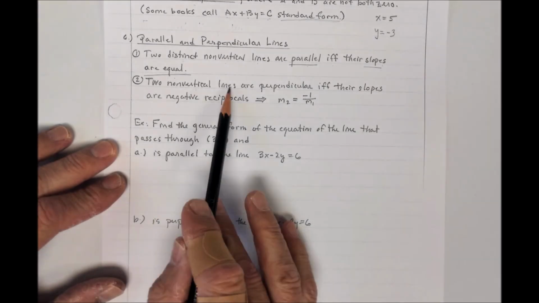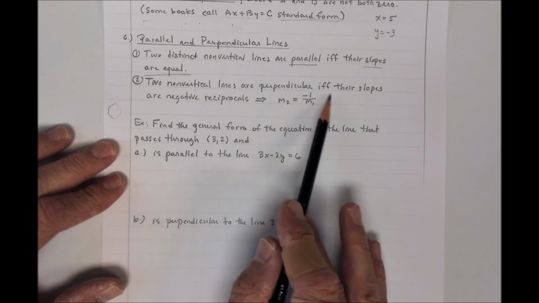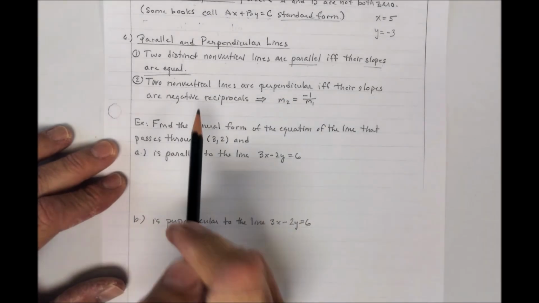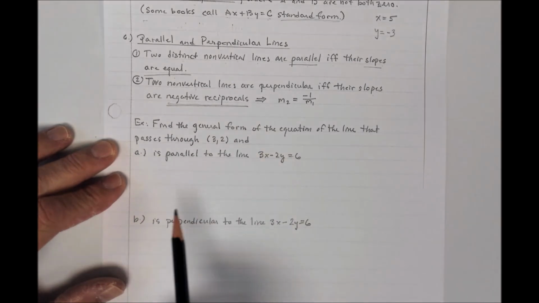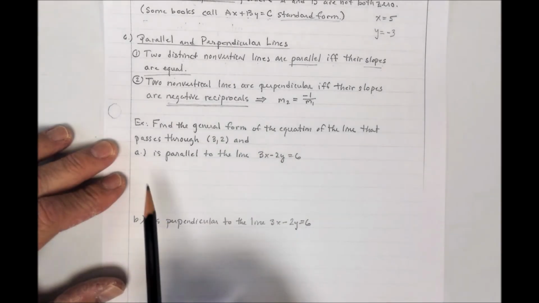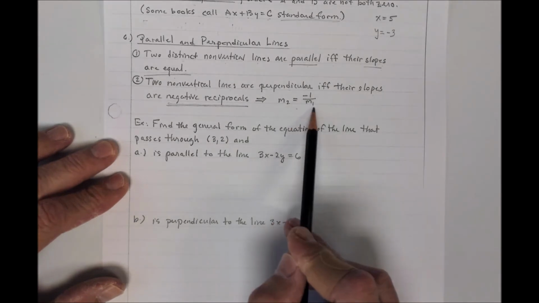Two non-vertical lines are perpendicular, that means they form right angles, if and only if their slopes are negative reciprocals. That's the one some people forget. Negative reciprocals. They just sometimes say reciprocal, or they just sometimes say opposite or negative. That means the slope of one line is equal to -1 divided by the slope of the other line. They're opposite reciprocals, or negative reciprocals.